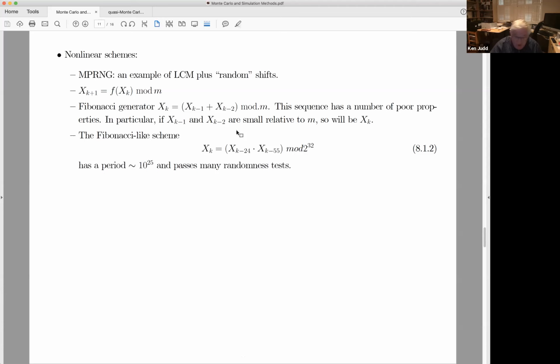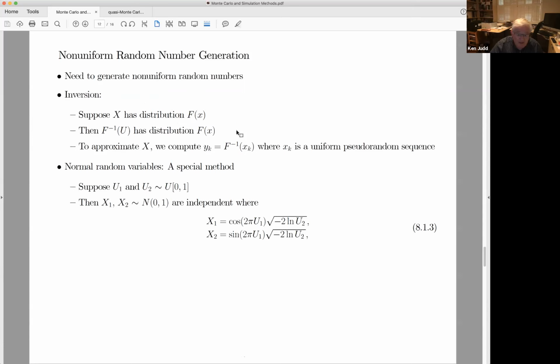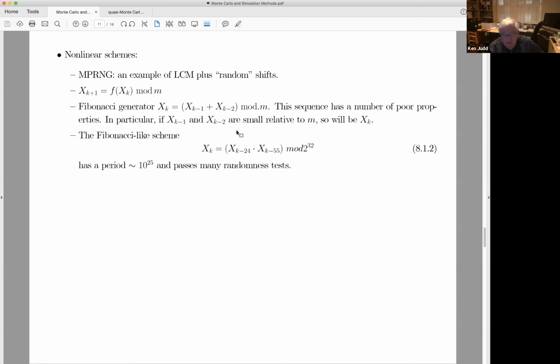Here's a fancier, more complicated one that I talk about in my book. But actually the state of the art now is something called Mersenne twister, which I think is available in most software packages. I think it's available in MATLAB.